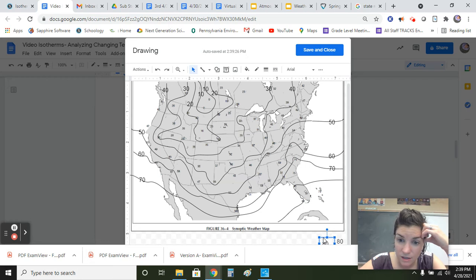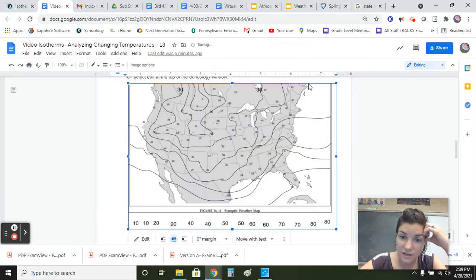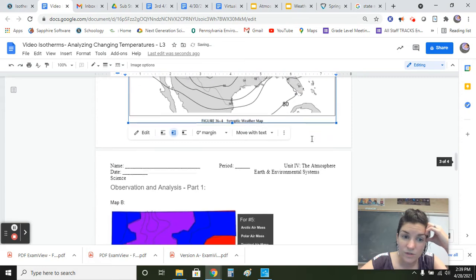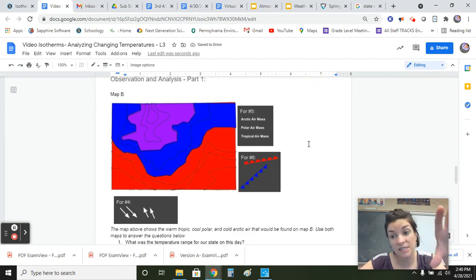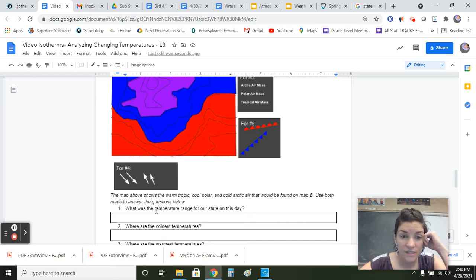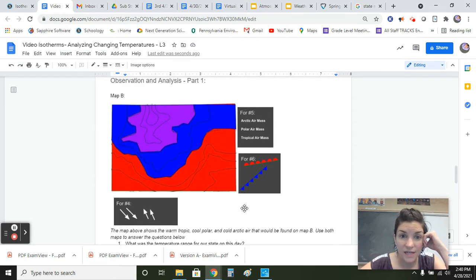Last ones are the 80s. All right. And you can see down in Florida, a little bit higher than 80 is 81. Anything less than 80 is going to be on the inside, like 75 right there. All right, save and close that once you got it. And then we're going to come to this next section where it says, what is the temperature range for our state on this day?